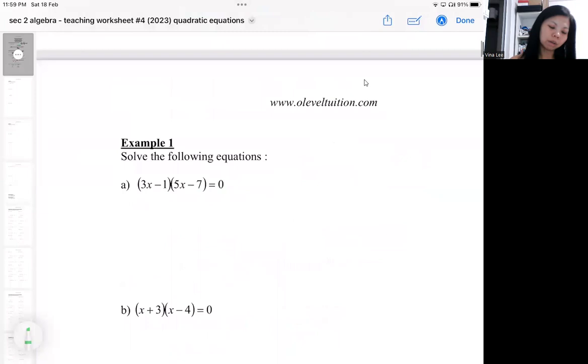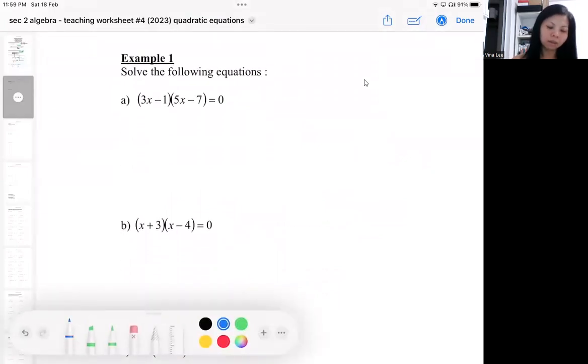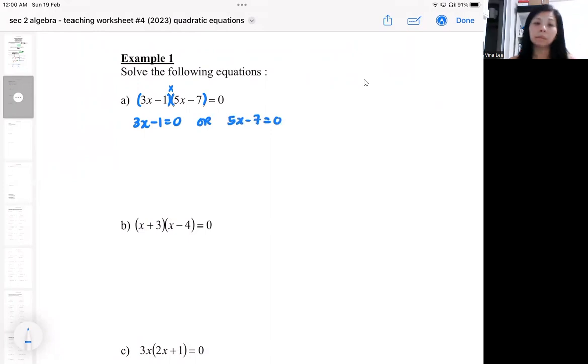So I'm going to show some numerical examples. If you look at 1a, we already see brackets equal to 0, so I don't need to factorize. They already factorized for us. To me, this is like 2 brackets, a product. So a product equal to 0. A product can be equal to 0 when the first bracket is equal to 0 or the second bracket is equal to 0. So from here, you can do your Sec 1 algebra.